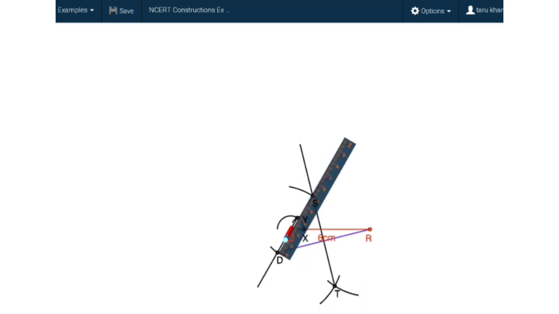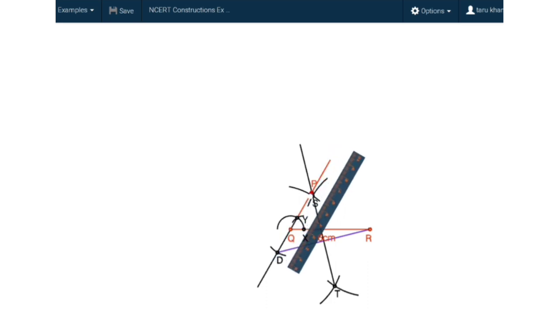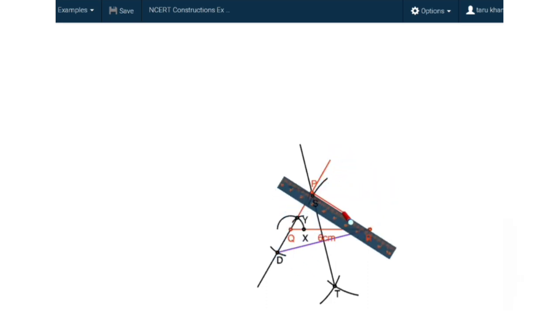And from Q also we will extend the line segment QY such that we get a point of intersection of the perpendicular bisector and the extended line segment QY. We will mark this point as P and join PR. PQR is the required triangle.